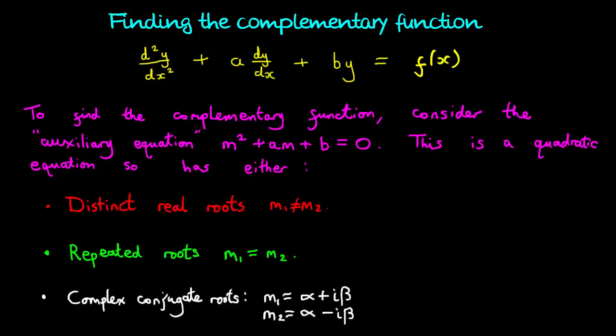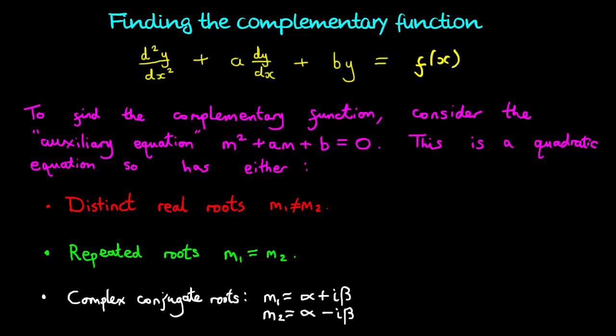This is a quadratic equation, and we know from algebra that quadratic equations either have distinct real roots, let's call them m1 and m2, so there are two roots because it's a quadratic, or they could be repeated, in other words we have the same root twice, or they can be complex conjugates. In other words we can split them into real and imaginary parts, so one of the roots will be some real number alpha plus i times another real number beta, and the other is the complex conjugate, so m2 is alpha minus i beta. So those are our options.